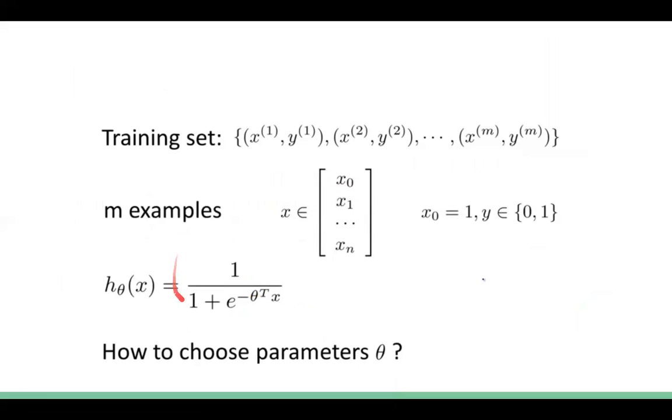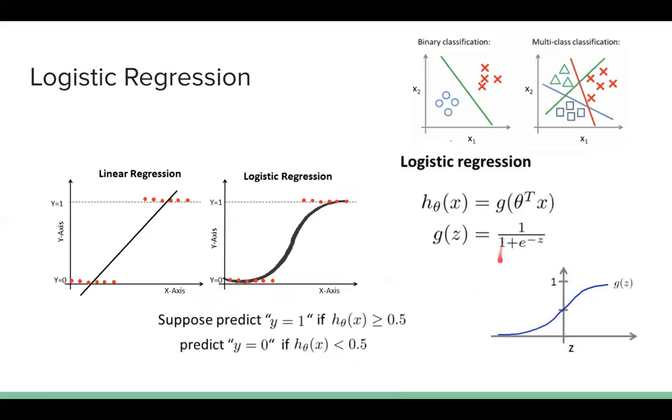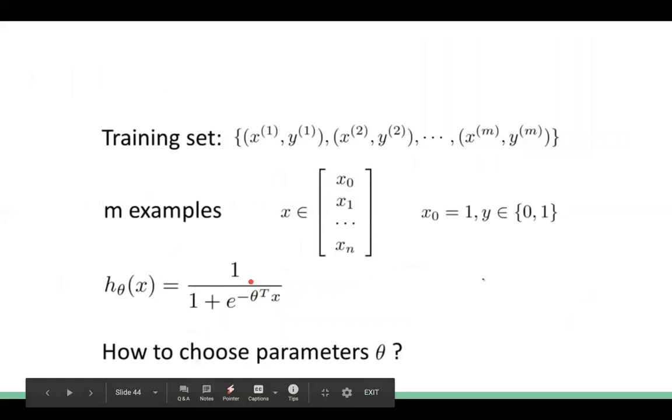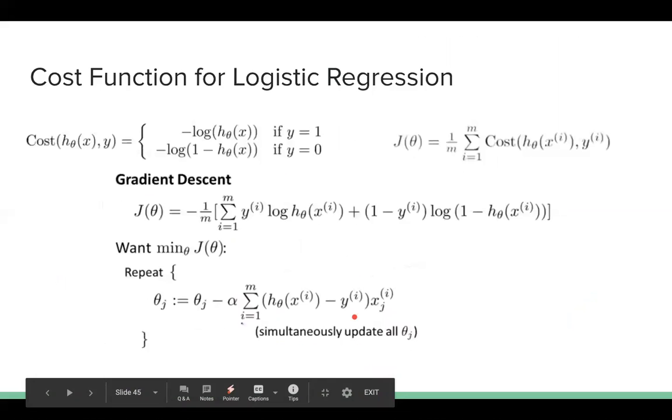How did it come? This comes from this particular formula: h theta of x equals g of theta transpose x. Now substitute theta transpose x in place of z. That's how we got this equation. Now our objective is to find the theta vector again.